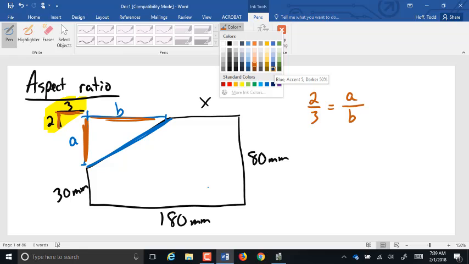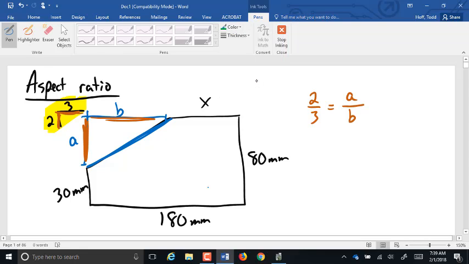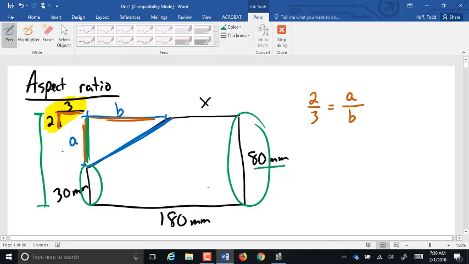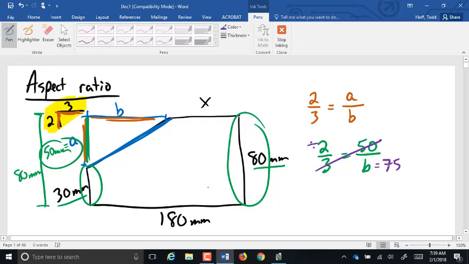Do we know or can we find either of those dimensions, A or B? We can find A, right? Assuming this is rectangular, if this is 80, this whole thing better be 80, which would make A what? 50. Very good. We just subtract that 30 from 80. Gives us 50. So this becomes 2/3 equals 50 over B. Well, guess what? Now we can find B by cross multiply and divide. 3 times 50 is 150. Divided by 2 is 75. So B is 75 millimeters, which allows us to find our dimension X, which is 105. Very good. Any questions there?